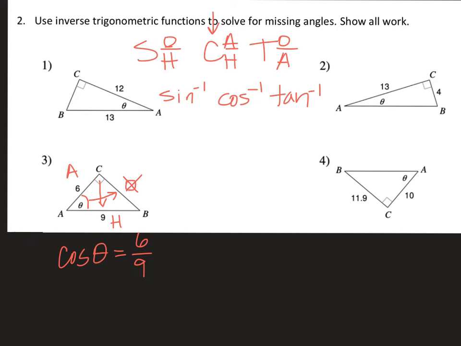Now, once I get to this point, it's asking me to find the angle measure. So I need to undo that cosine function. And the opposite of cosine is the inverse cosine. So really what I do is I take the inverse cosine of both sides, which cancels those ones out. And so I'll find my theta by doing the inverse cosine of 6 over 9.